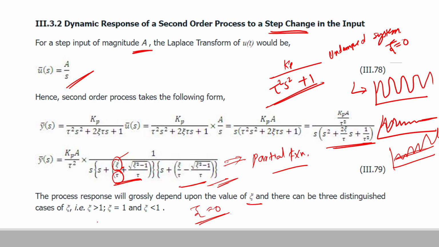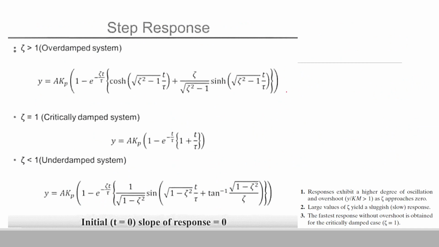On the basis of these different values of zeta, we can write the solution via these equations. For zeta greater than 1, we call such a system an overdamped system, and the response is given by this equation. For zeta equal to 1, we call the system critically damped, and for zeta less than 1, we call the system underdamped. For the underdamped system, we have this equation. You don't need to remember each of these equations, you just need to understand the solution methodology, that is, how to find the response given any input.